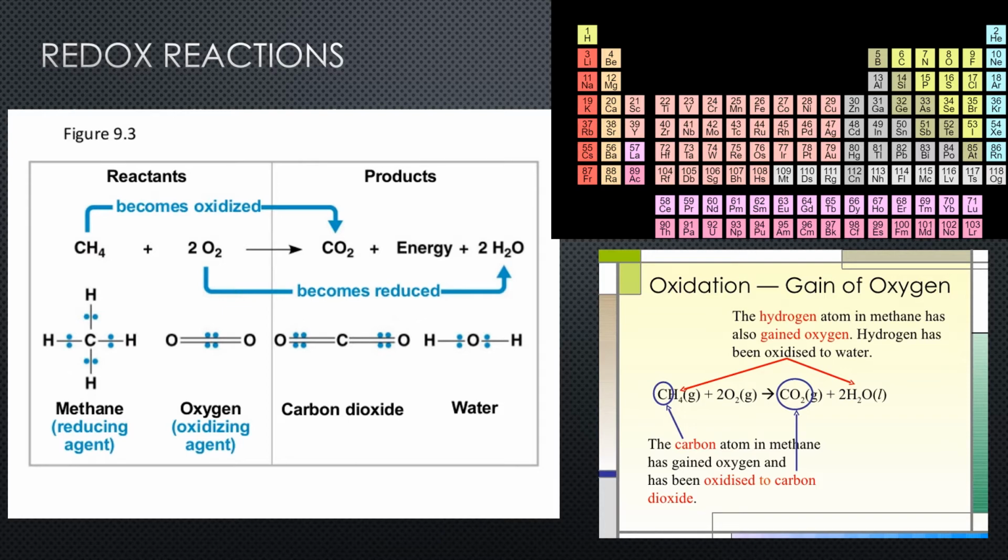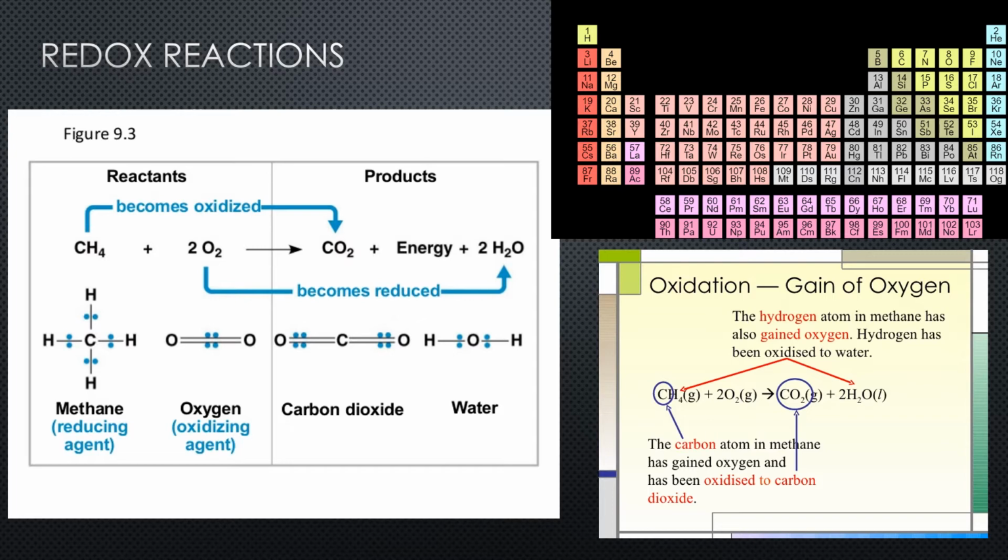Oftentimes within a cell, oxygen is actually the oxidizing agent, and that's where that name came from. It doesn't have to be, but it oftentimes is. So if we look at the reaction that we have here, combining methane and oxygen to give us carbon dioxide and water, I could guess that if I gave you this reaction, you would say, I'm not really sure where the electrons are going. So how do we know which part of the reaction is the reduction side and which is the oxidation side?